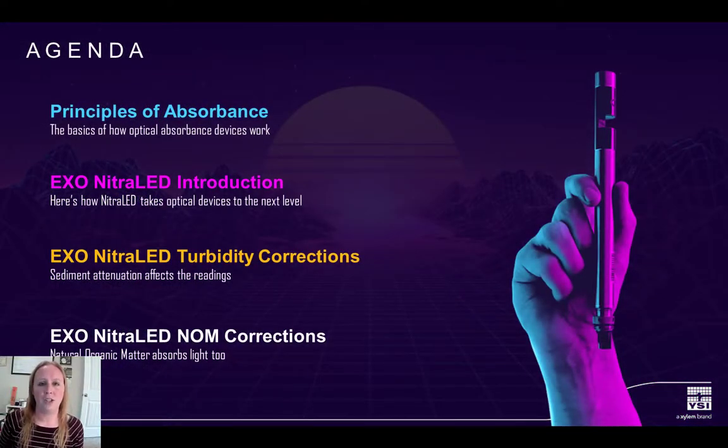So with that brief introduction to nitrate, let's now get into a new technology that we can use to monitor for this. First we're going to discuss the principles of absorbance really quickly just to get everyone on the same page. Then we're going to cover the EXO NitraLED sensor itself and how it's the cool new sensor for your digital watershed. Diving deeper into the sensor, we'll talk about how the sensor corrects for the effects of sediment attenuation and absorption of light by natural organic matter. And then the goal by the end of this presentation is to make you completely aware of the science behind the sensor.